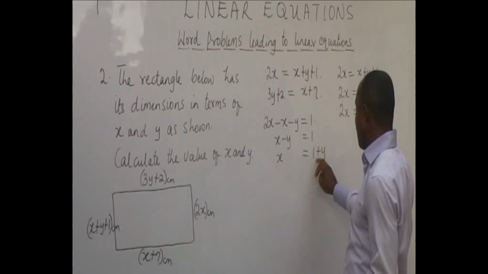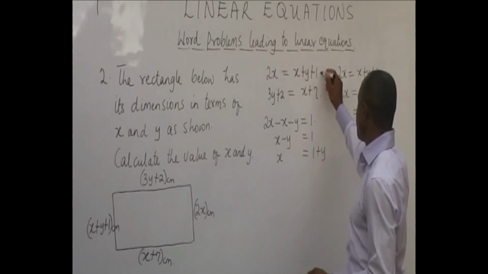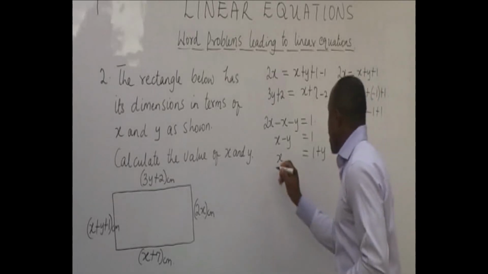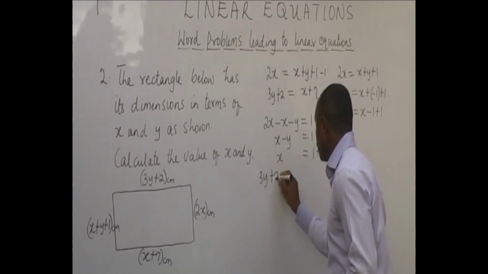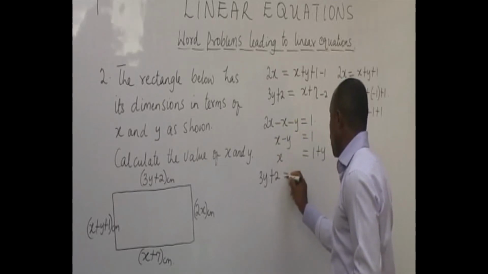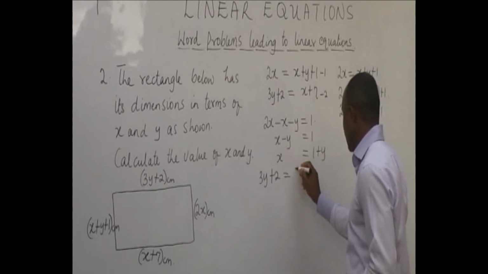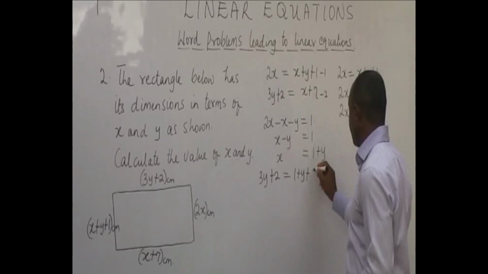Substitute x is equal to 1 plus y in the second equation. You know that you can call this first equation and call this second equation. Now the second equation is that 3y plus 2 is equal to, instead of x, put 1 plus y, then plus 7.